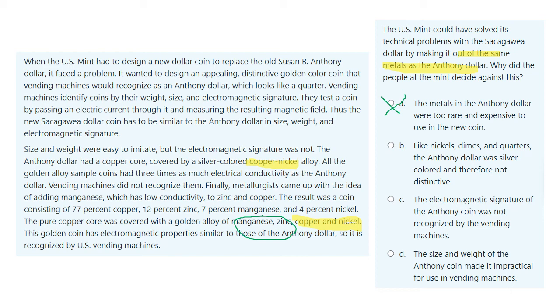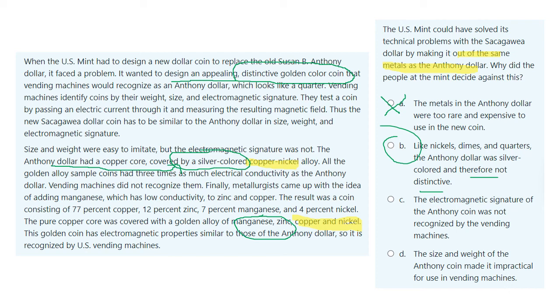B, like nickels, dimes, and quarters, the Anthony dollar was silver colored and therefore not distinctive. Well, they wanted to design an appealing, distinctive golden color coin. So they want to make a golden color coin. The old Anthony dollar was silver in color. The Anthony dollar was silver, but they wanted to make a golden color coin. So the reason they did not use the same metals was because they wanted to change the color.